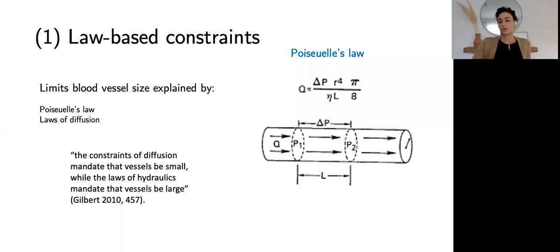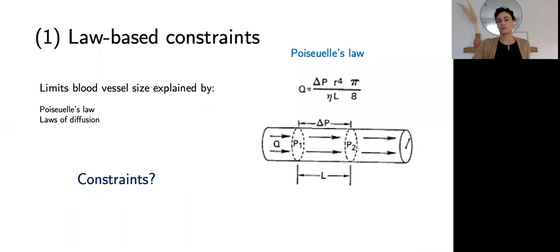Why should we consider Poiseuille's law and the laws of diffusion to be constraints at all? We should consider them to be constraints because they meet these four main features that I have indicated are associated with explanatory constraints. So these are empirical laws that first limit the values of an explanatory outcome. They're limiting the size of blood vessels.